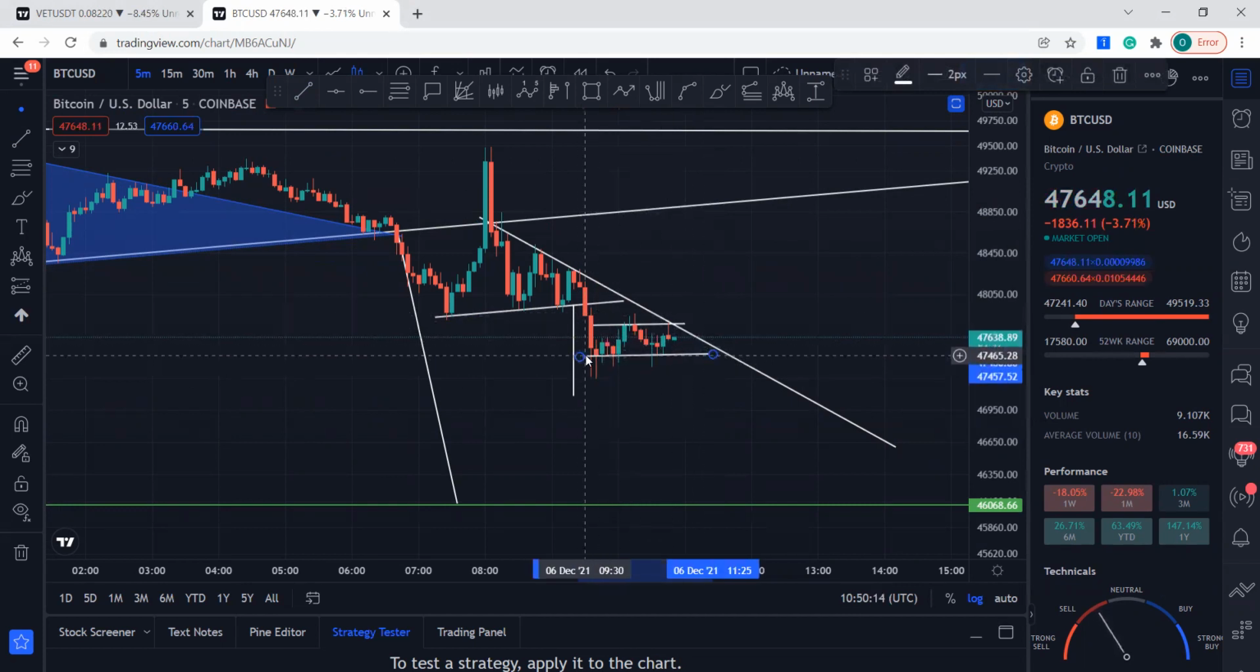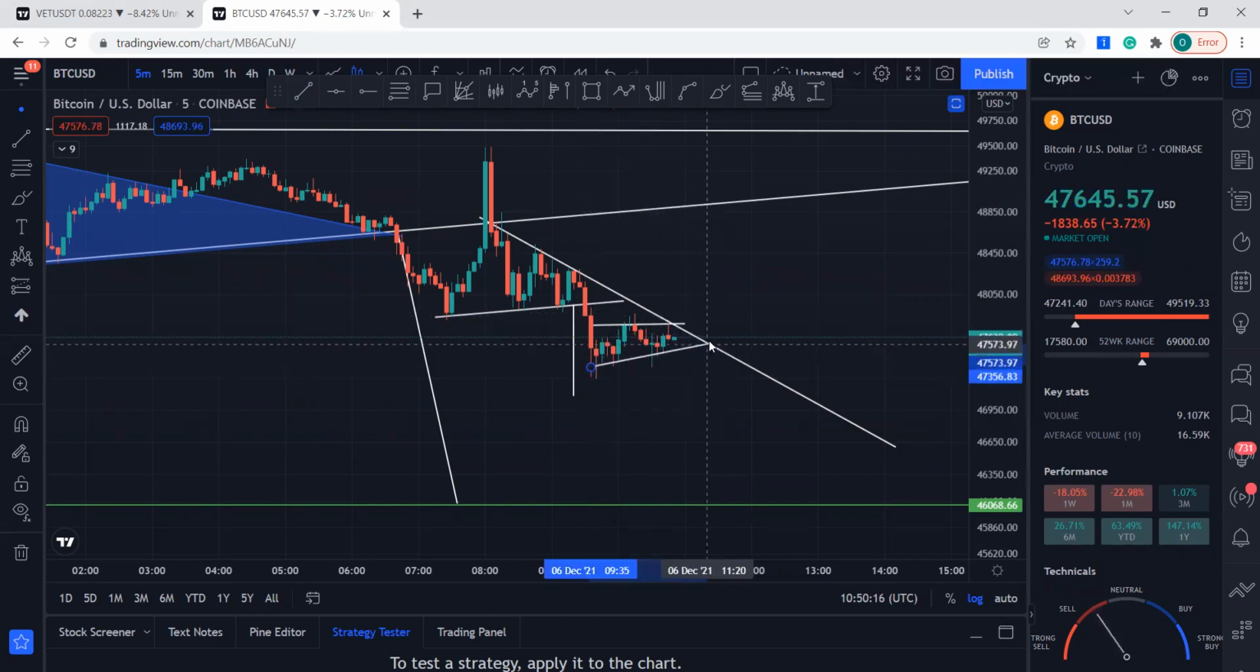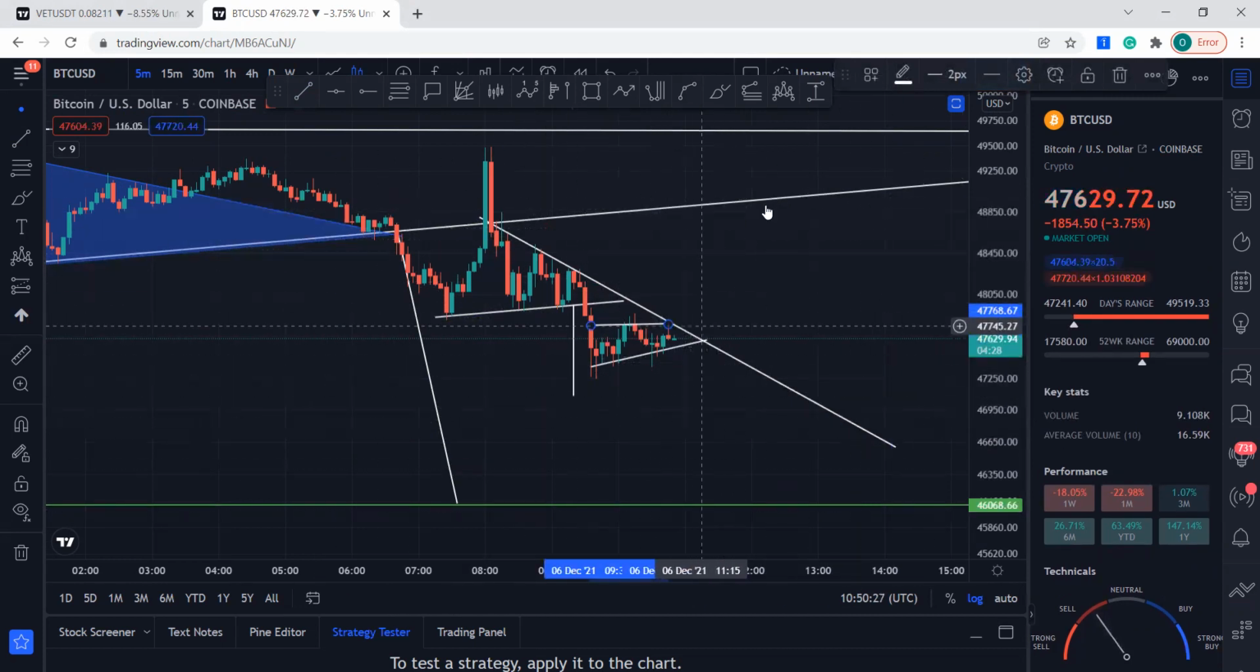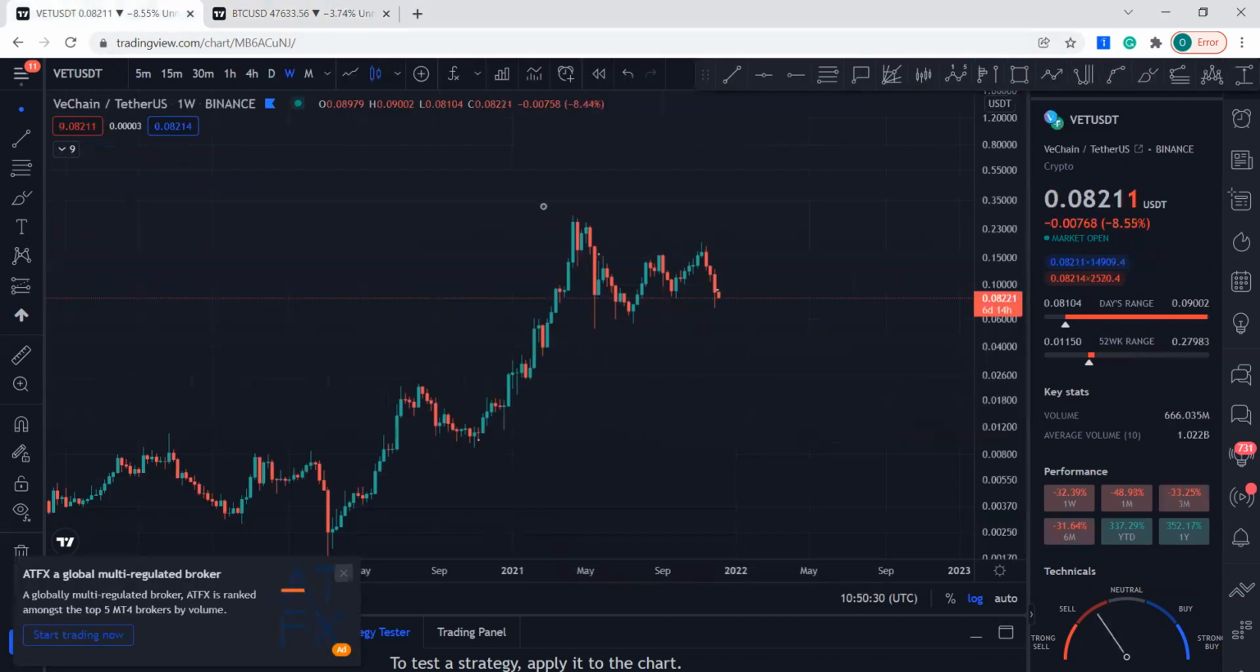flag. If it makes a bull flag, I mean an ascending triangle like that, we can have a breakout. But the most important thing is we have to break this resistance in order to invalidate this. Break this resistance, try to get to the upside. But overall, let's get into VeChain.